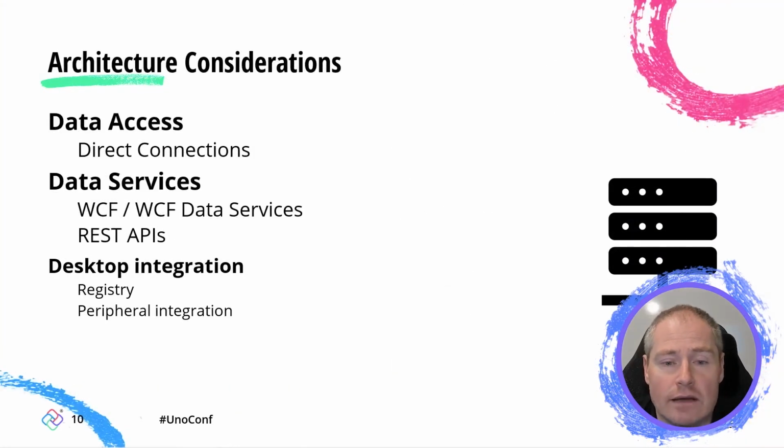Other things to consider: data access. Many of the smaller WPF applications are often directly connected to databases. You need to consider whether that's still a good pattern to employ. It doesn't really make sense if we're migrating to the web, so we want to look at leveraging web services and so on and so forth.